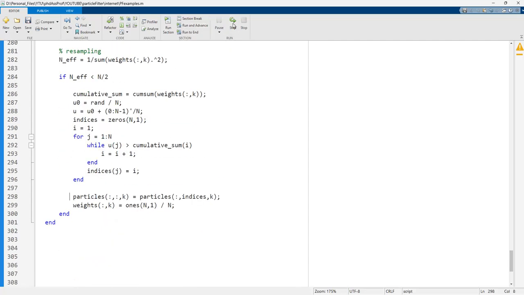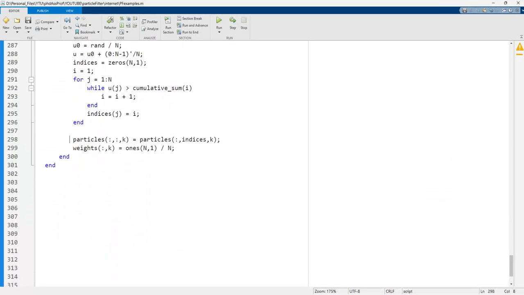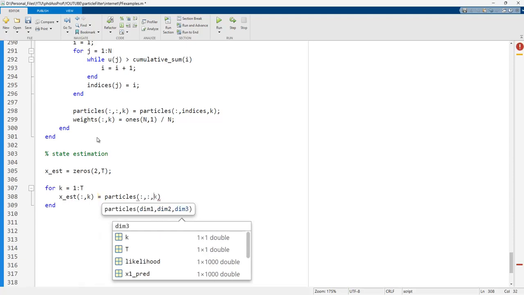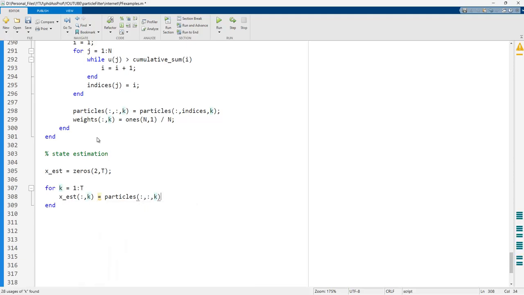Okay, and so if I run this code, I can check there's no error. Okay. And after that, for the state estimation, we need to give the xs values, the zeros for two states for t time step, and for k equals 1 up to t. Okay, and xs k, the particles dot total state, total particles, and the k elements times weight times k. Okay, that's all. This is the estimation value.